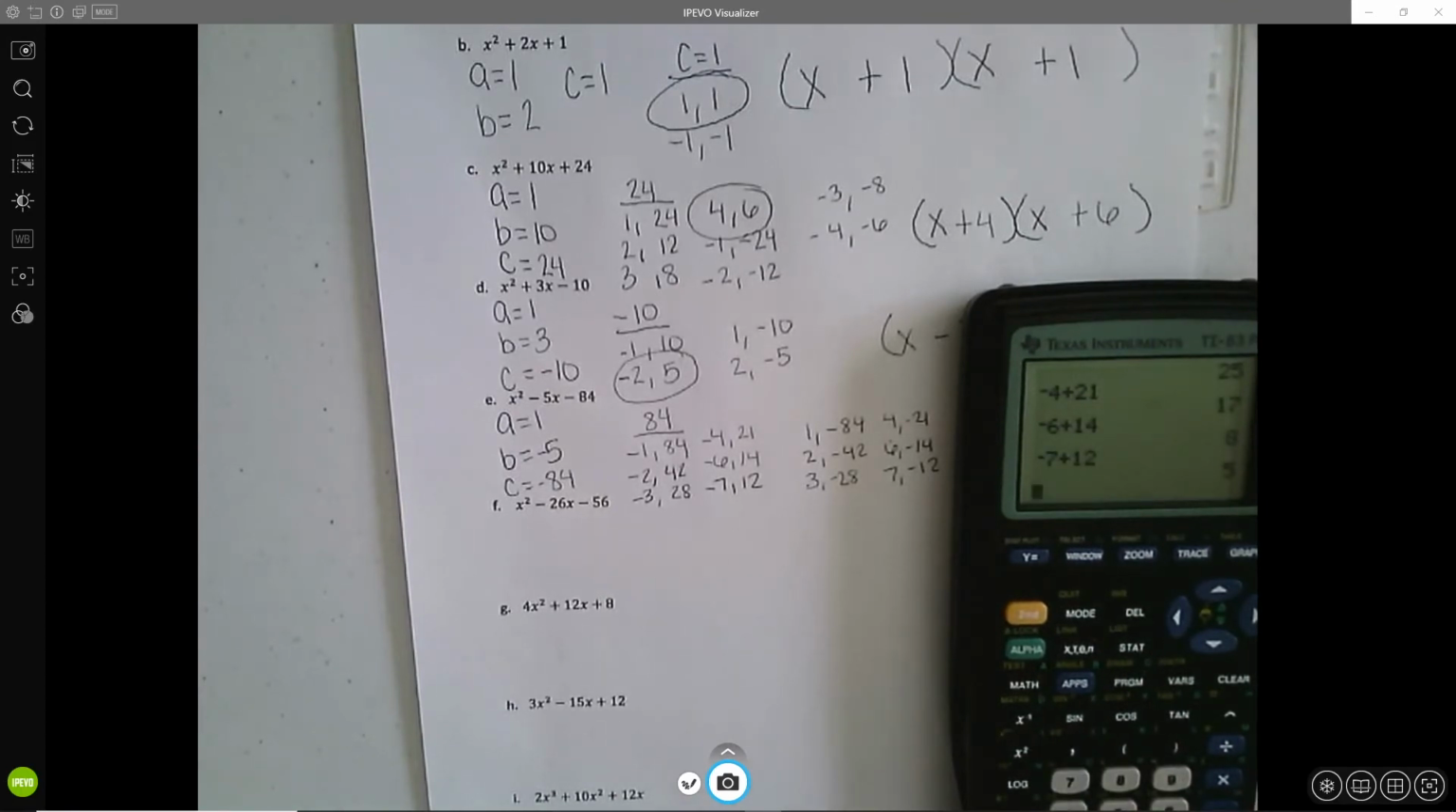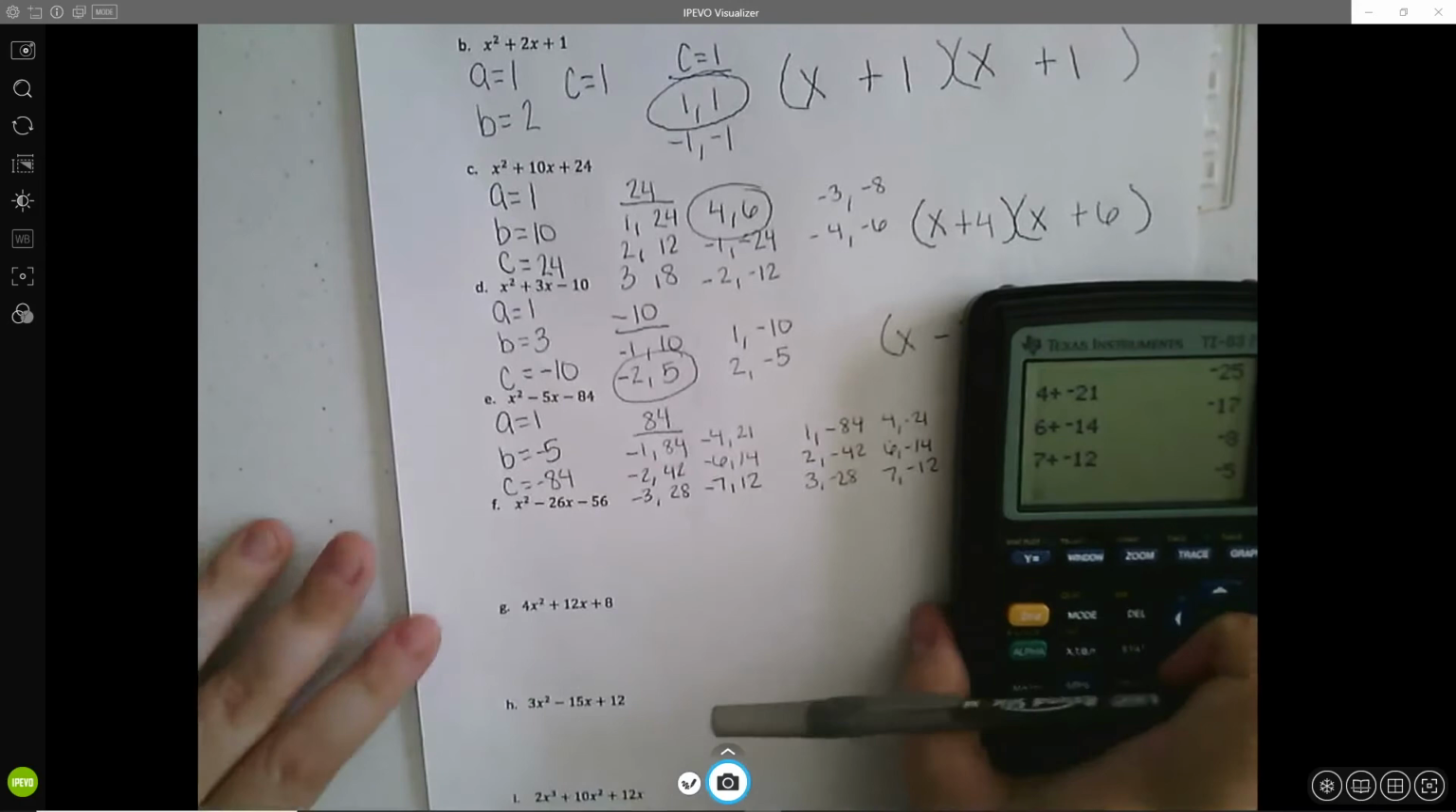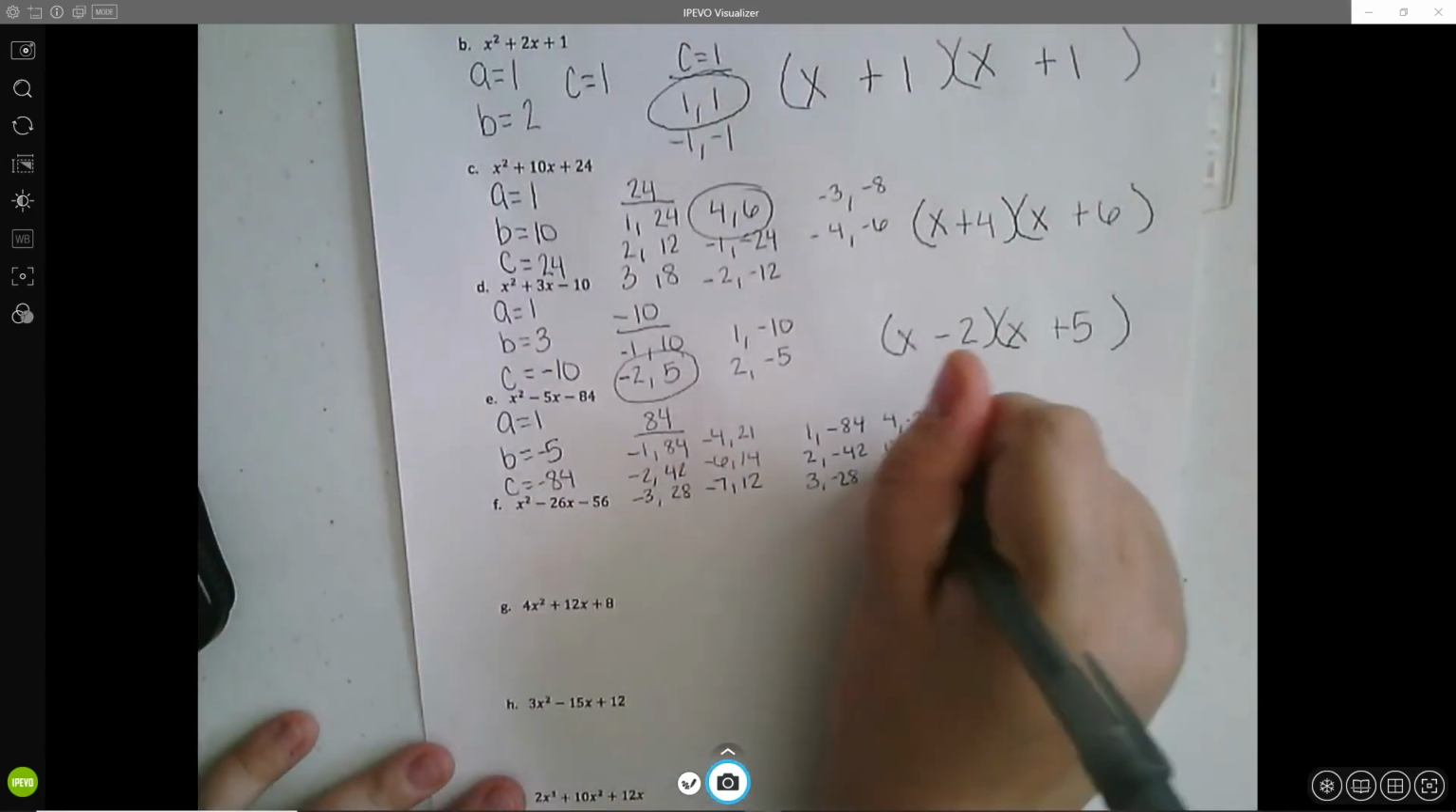Okay, 1 plus a negative 84, not a negative 5. 2 plus a negative 42, not a negative 5. 3 plus a negative 28, not a negative 5. 4 plus a negative 21, nope. 6 plus a negative 14, nope. 7 plus a negative 12, yes. 7 and negative 12 work.